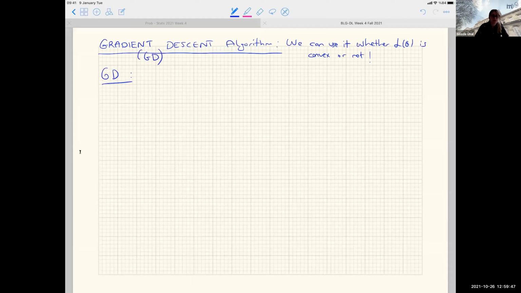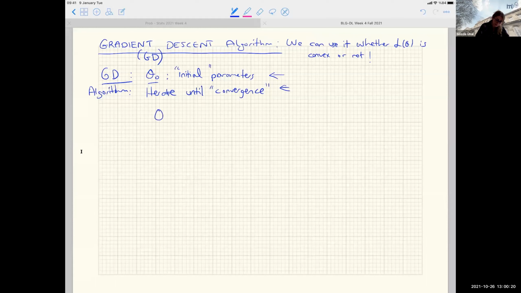GD starts with theta 0. It's an iterative algorithm. Remember, these are initial parameters. We have to pick them. This is another thing on its own, how to initialize these millions of parameters. And then we iterate until convergence. This is also another design criterion, when to stop. These are all design choices that you have to deal with.